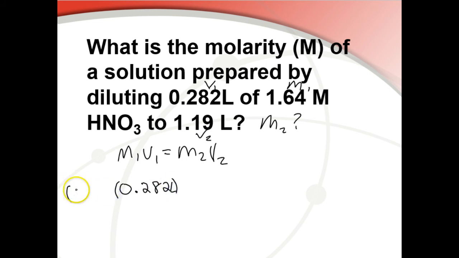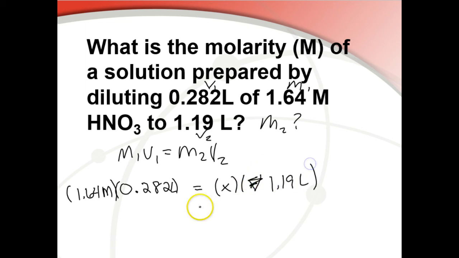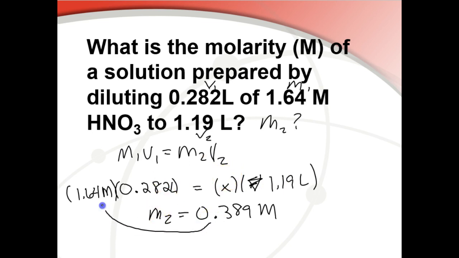So there's my V1, my M1, and my M2 is what I want to figure out, and my V2 is 1.19 liters. Alright, so let's do this calculation and figure out what my M2 equals. We do this calculation and we get 0.389 molar. And that matches our prediction because we added a bunch more of our solvent. It should be diluted, so our concentration should go down. And in fact, we see that difference there.